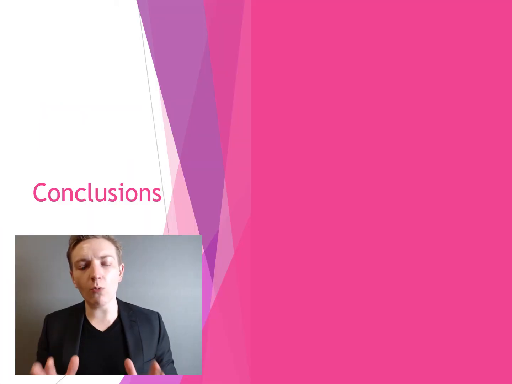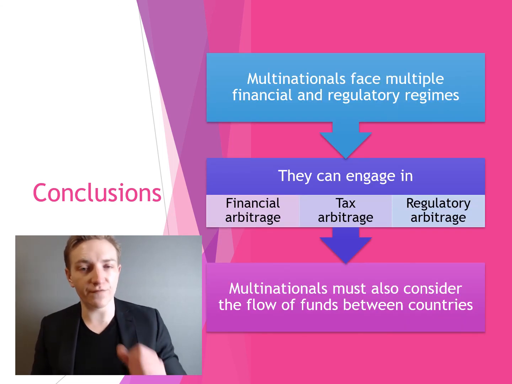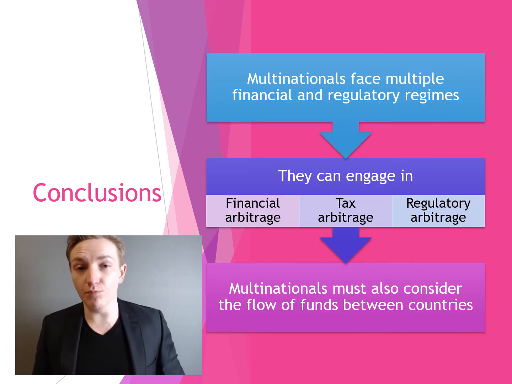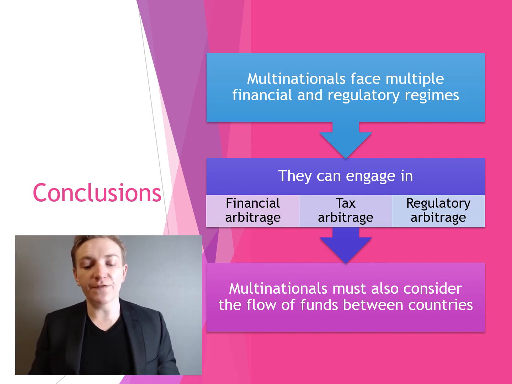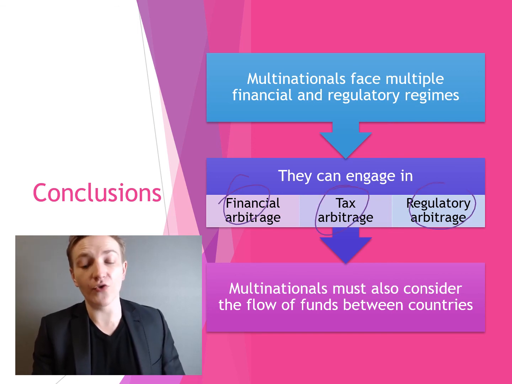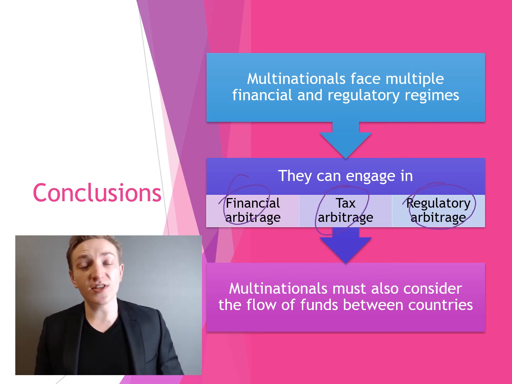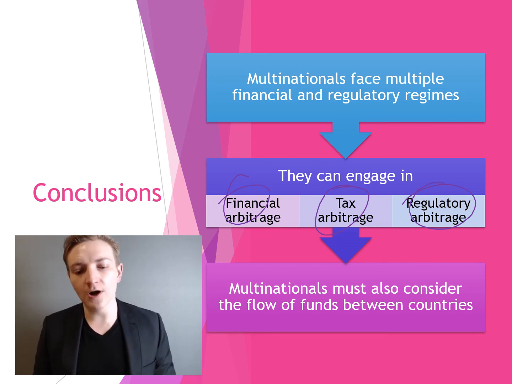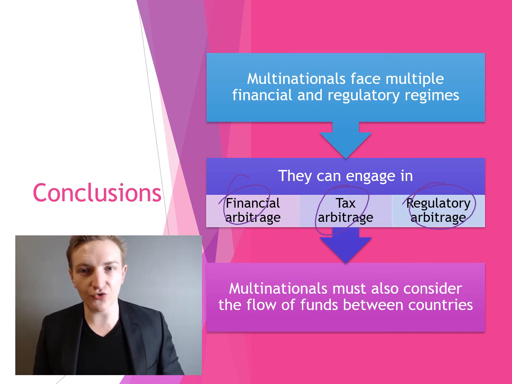So to sum up what we've talked about, we've effectively talked about some of the advantages and disadvantages of multinationals operating across multiple regulatory regimes. We've talked about how this can give rise to financial arbitrage, it can give rise to tax arbitrage, and it can give rise to regulatory arbitrage. Those things can be beneficial to multinational organizations, with them potentially being able to shift revenues across borders and or being able to take advantage of relatively more friendly taxation regimes.